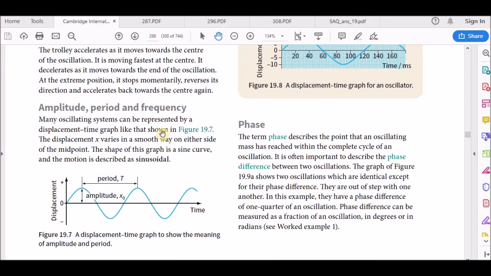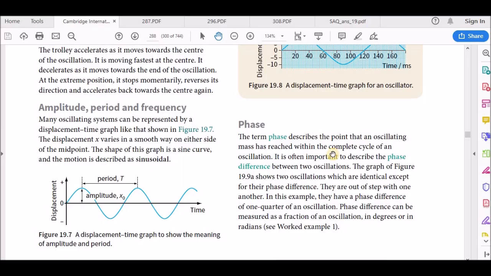Alright, so that's the end of those topics. Now we come to the next topic, which is phase. Again, you can see this is in green bold letters. Phase difference also is in green bold letters, which means you should know the meaning, because in paper 4, like I said, they can ask you the meaning. The term phase describes the point that an oscillating mass has reached within the complete cycle of an oscillation. So very simple. The term phase describes the point that an oscillating mass has reached within the complete cycle of an oscillation.